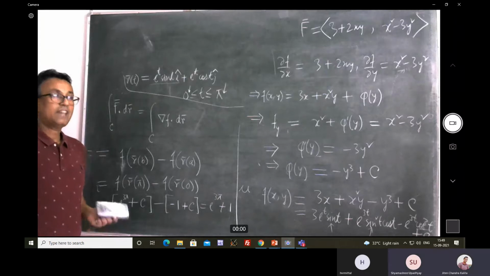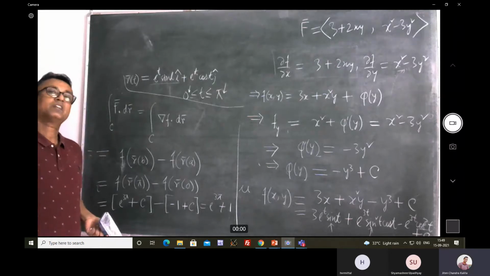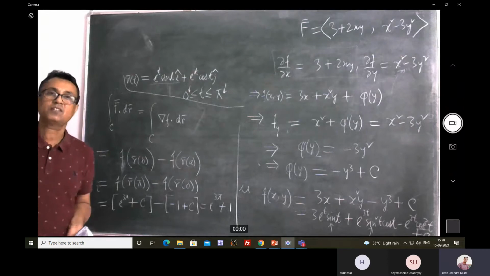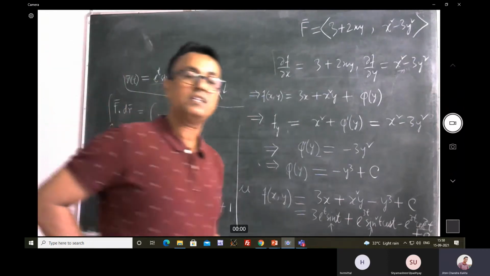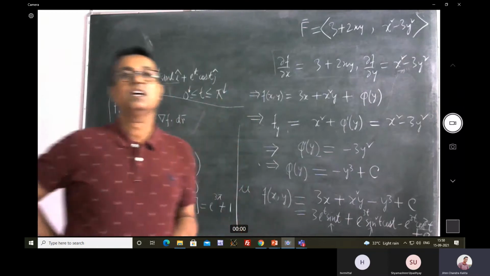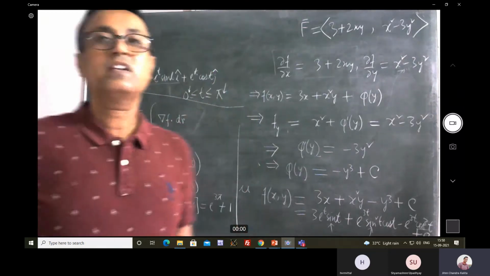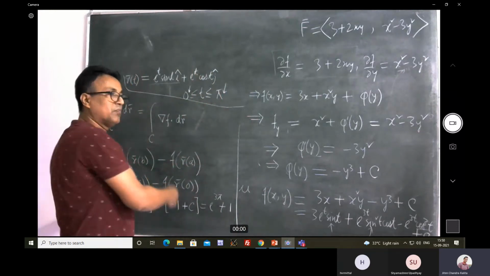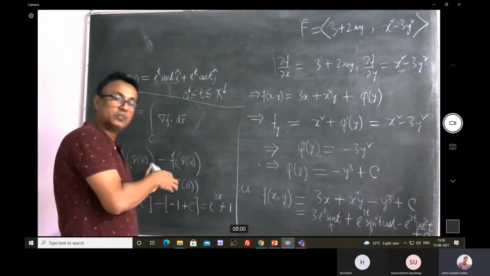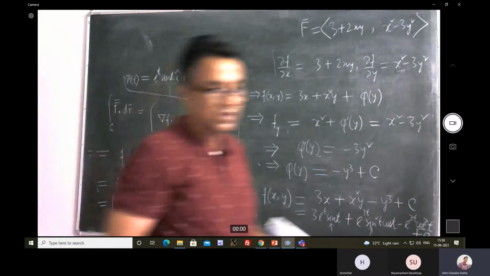Yeah. So that means, making use of the fundamental theorem of line integrals and the fact that the integrand can be expressed as a gradient function, the integration is much smoother. Okay, so that is the utility of it.